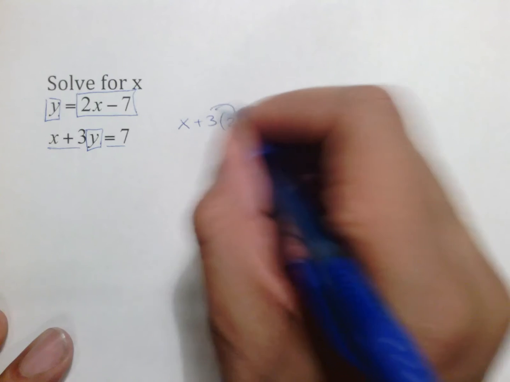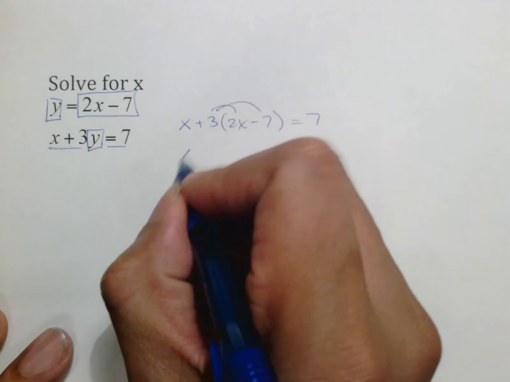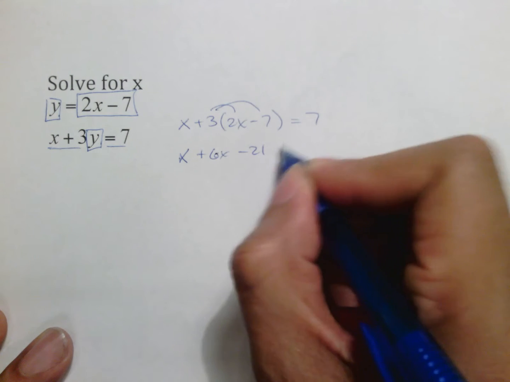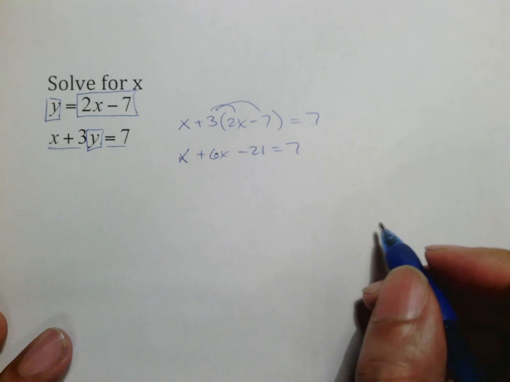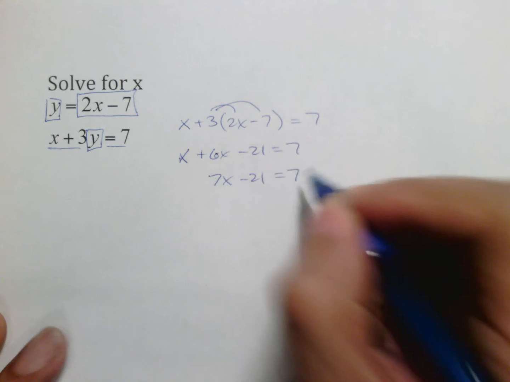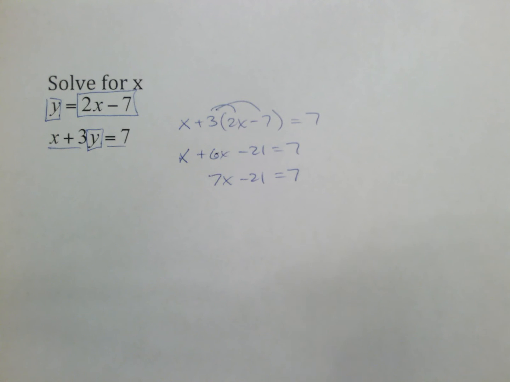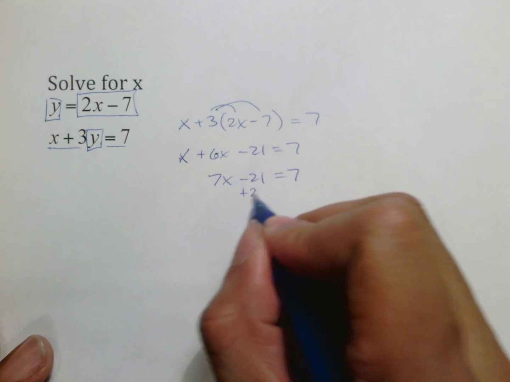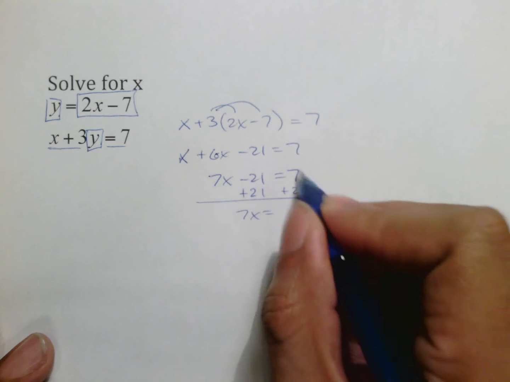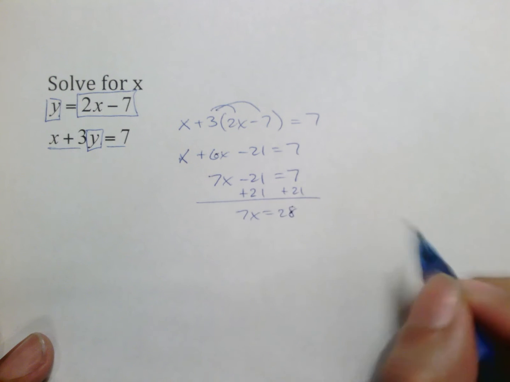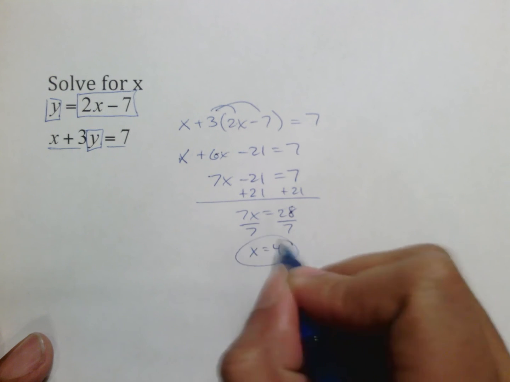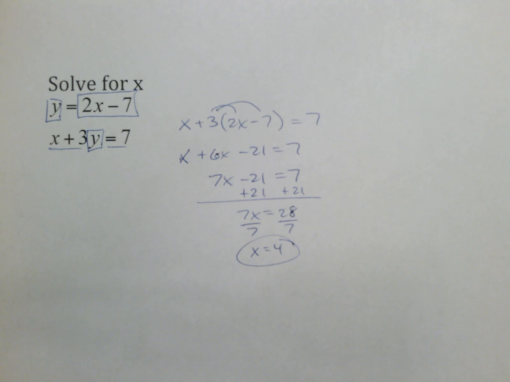From there we distribute. Remember, the number that's in front is the only number that goes. X becomes plus 6x and minus 21 equals 7. X plus 6x makes 7x minus 21 equals 7. And from there, now that we've done our 3 steps, we wrap it all up. So plus 21, plus 21, 7x equals 28. Divide by 7, and x is equal to 4.